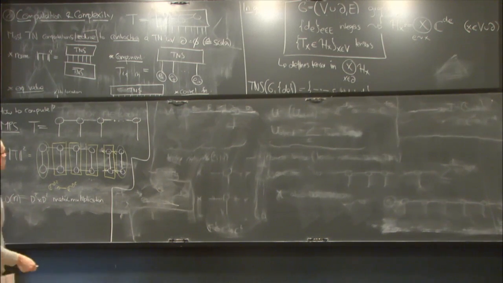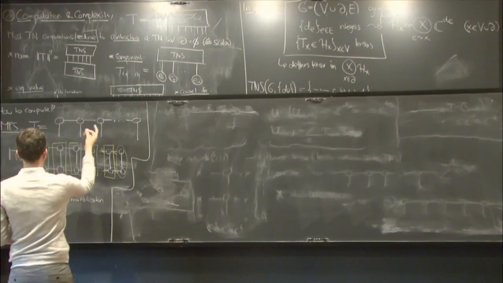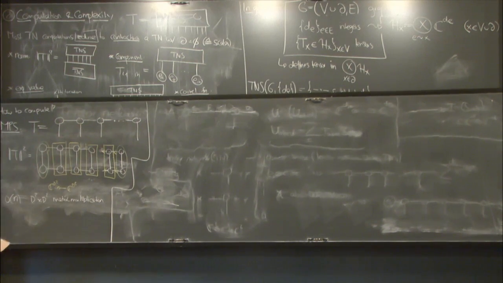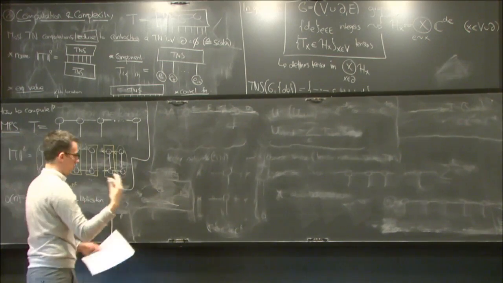Let's briefly look at a situation where all these tensors are the same. Sometimes that's called a translation invariant matrix product state. In particular, in this cyclic situation, you really have a shift symmetry.